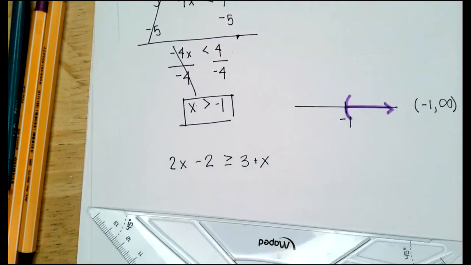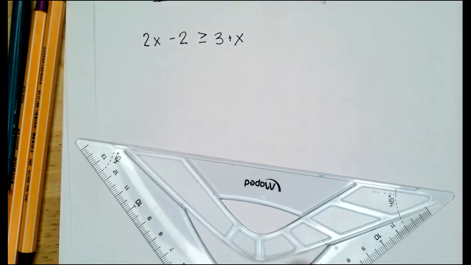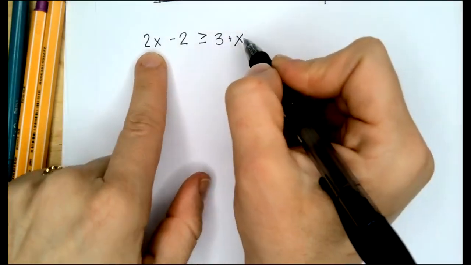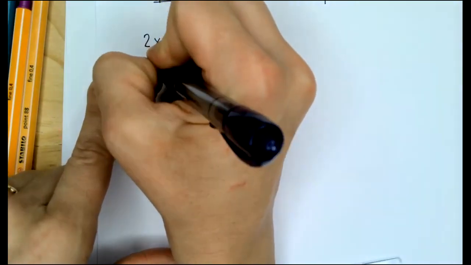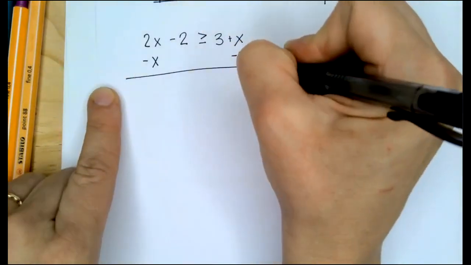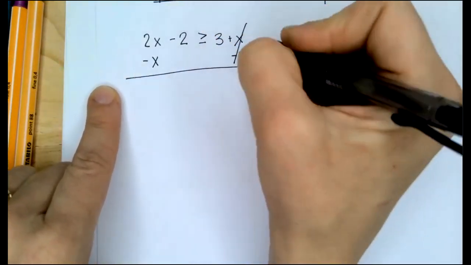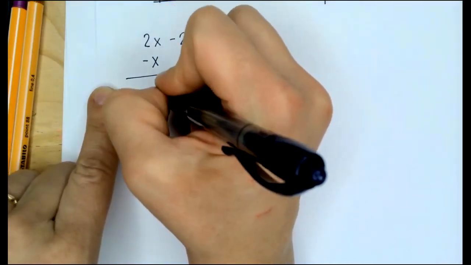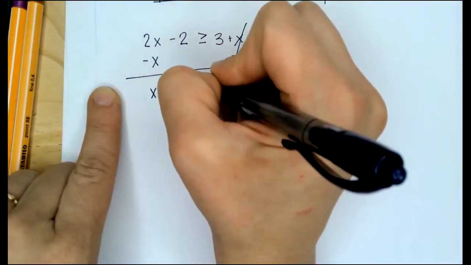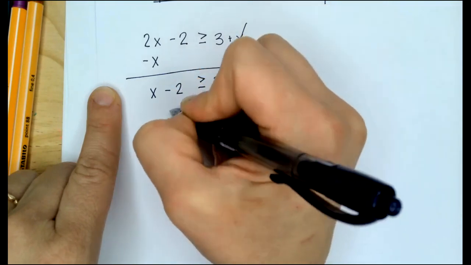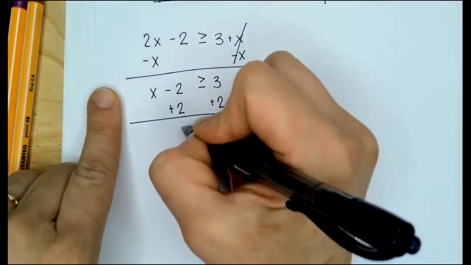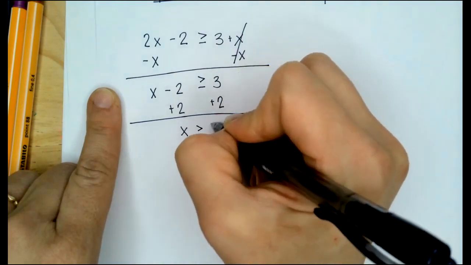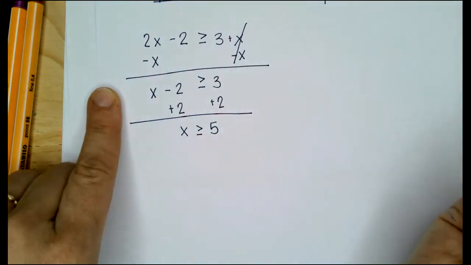All right, next one was 2x minus 2 is greater than or equal to 3 plus x. Again, we're just solving for x. Here I have a 2x and here I have an x, so I'm going to move this x so that my x remains positive, so I'm not dividing by a negative later, adding more complication. 2x minus x is just x, minus 2, greater than or equal to 3, add the 2, and we have x is greater than or equal to 5.